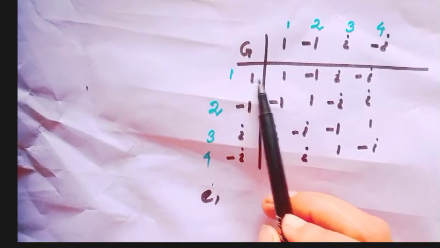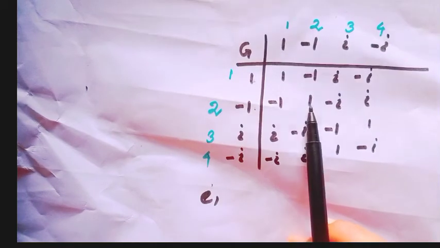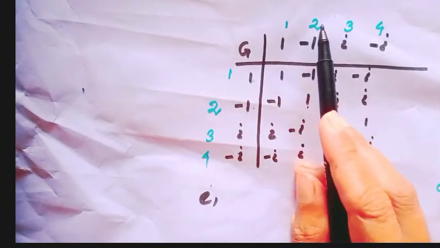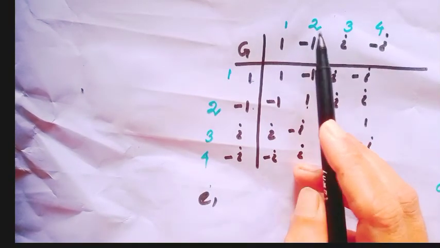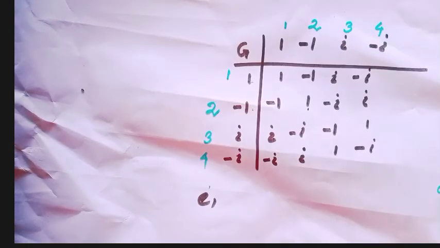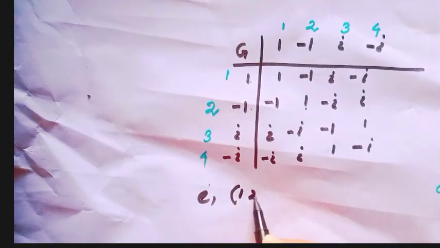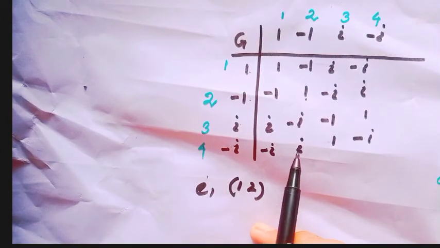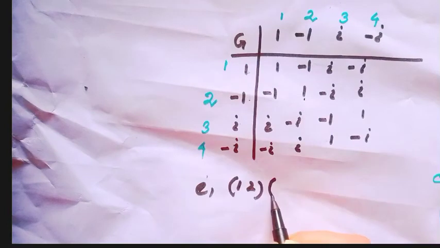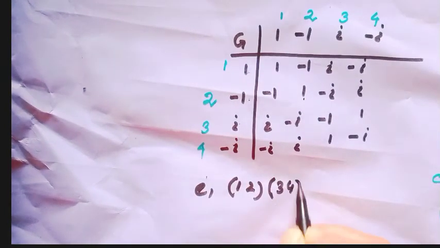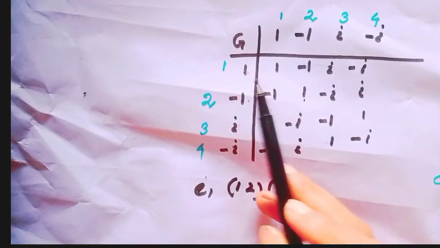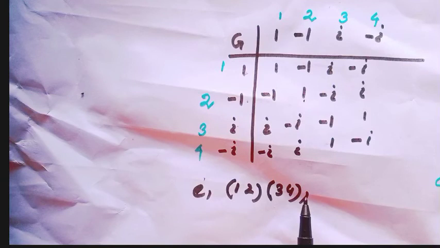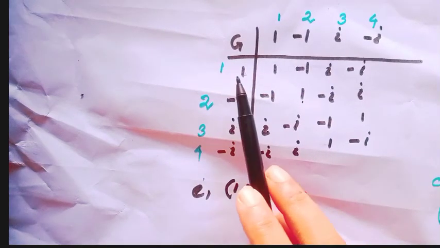Second column: 1 maps to minus 1, minus 1 maps to 1. That means here 1 and minus 1 I have considered as 1 and 2. That means this is cycle (1, 2), and i maps to minus i and minus i maps to i. So this is composition with (3, 4). That means the second column is similar to cycle (1, 2) and cycle (3, 4).